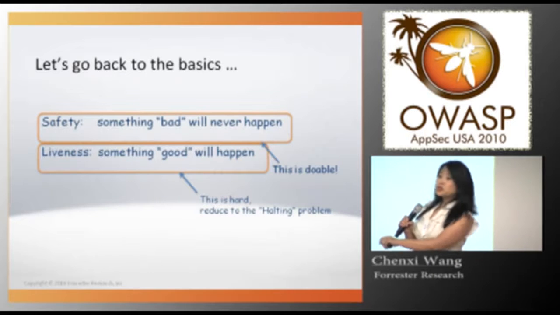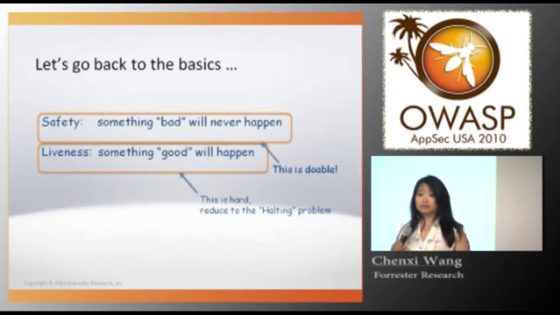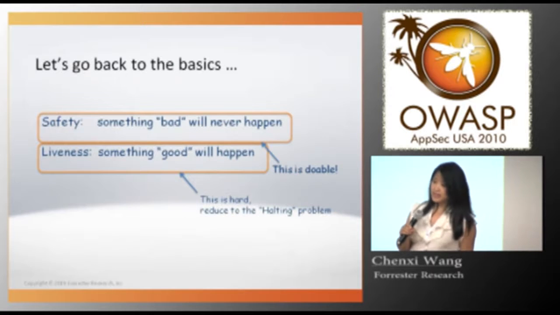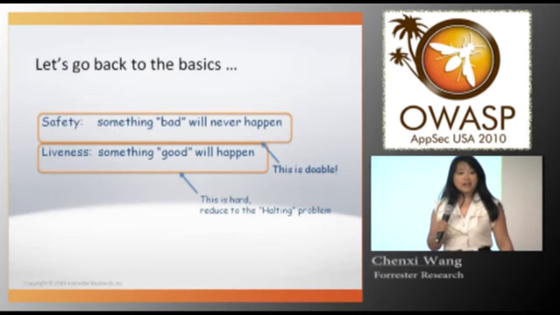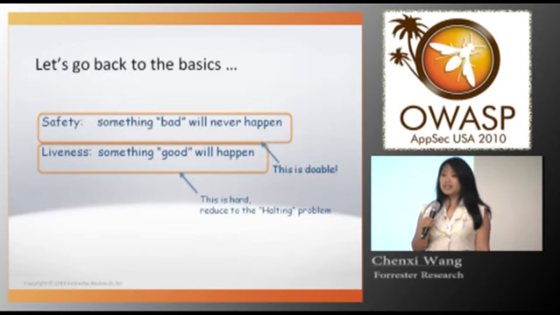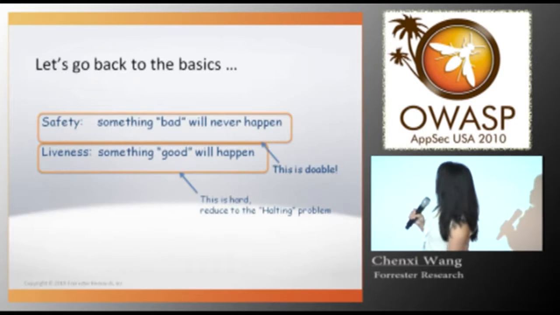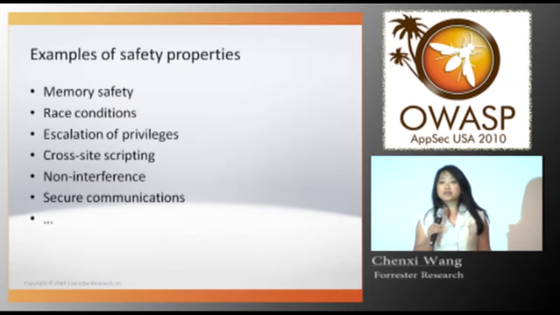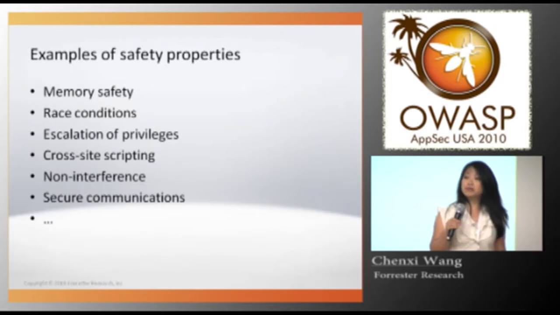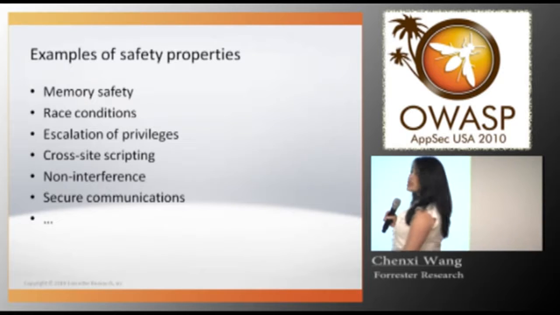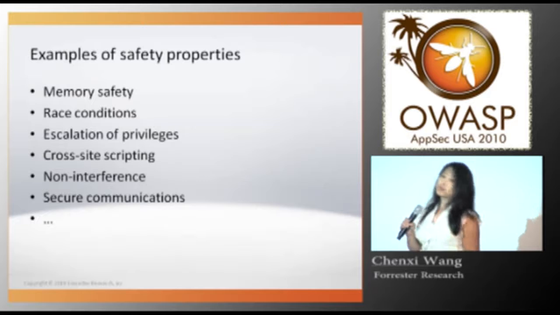Now, to prove this one is hard. In general, it's not doable because it's reducible to a halting problem, and that's a whole other conversation. The first one's actually doable, okay? It's doable in finite time. So let's take that for a second. Some of the examples of security properties that are safety properties: memory safety, race conditions, escalation of privileges can all be expressed as safety properties.